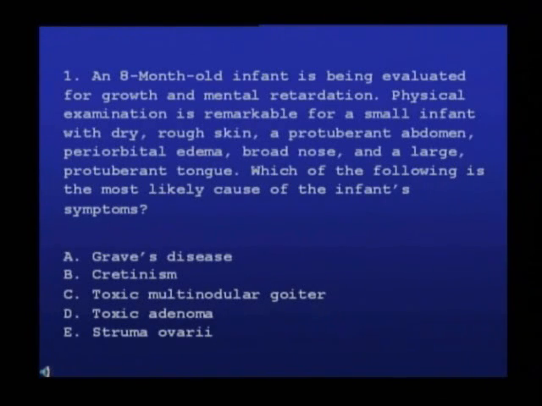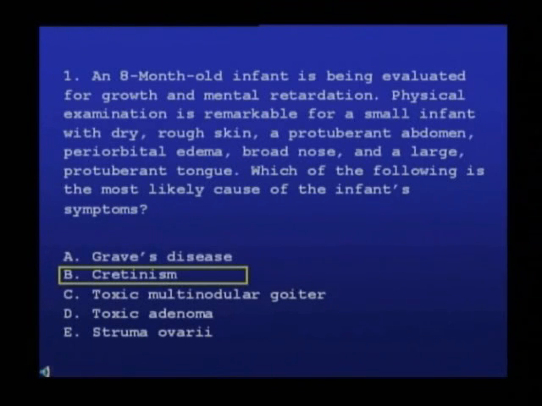The description of the child is compatible with cretinism, a condition which arises as a result of hypothyroidism during childhood or fetal development. Cretinism is characterized by short stature, skeletal malformations, and coarse facial features. Graves' disease results in hyperthyroidism and can present with diffuse thyroid enlargement, exophthalmos, and pretibial myxedema.